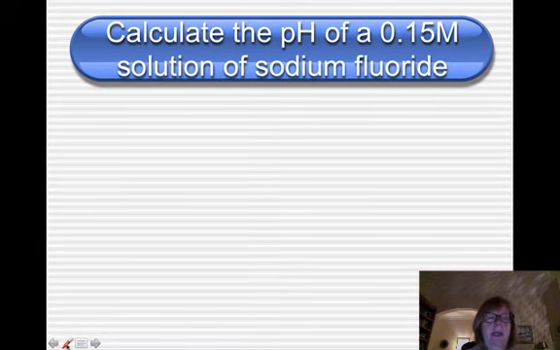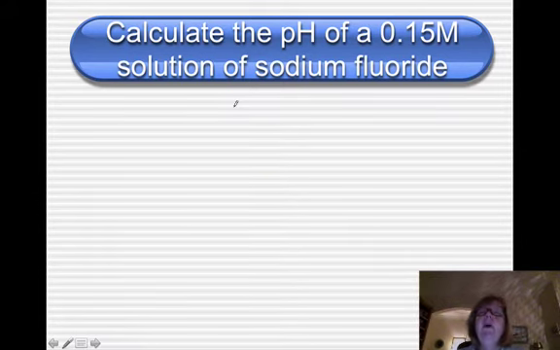So our pH is going to be 14 minus our pOH. So the final answer to this question is 8.17. So the pH of a 0.15 molar solution of sodium fluoride is 8.17. It's above 7. It's slightly basic, and that's what we're going to expect. For the conjugate base of a weak acid, we're going to expect a basic solution.